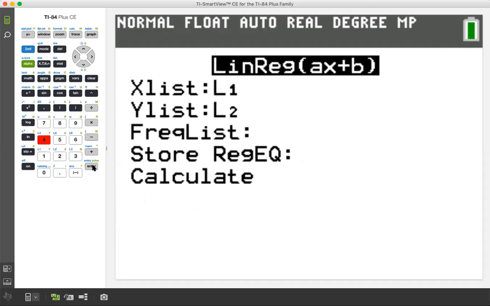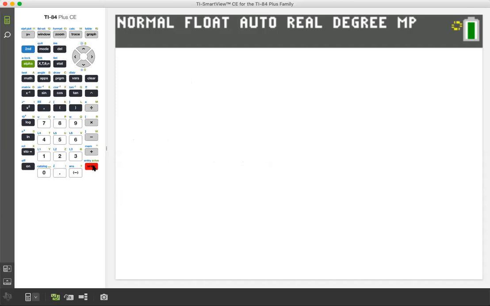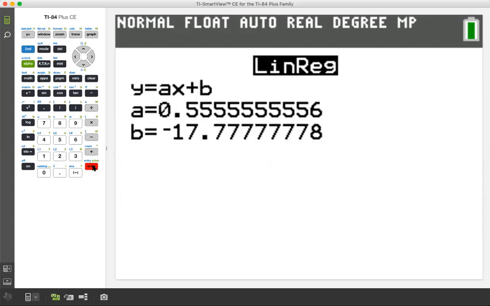And it depends on what your screen looks like. It might look a little different than mine. But I need to make sure that I go down. You might have to hit enter 3 times, maybe 4, and I'm going to hit calculate. This gives me an A value for the slope and a B value for the y-intercept. You're going to take those two numbers, round to 2 decimal places, and write an equation of the line.